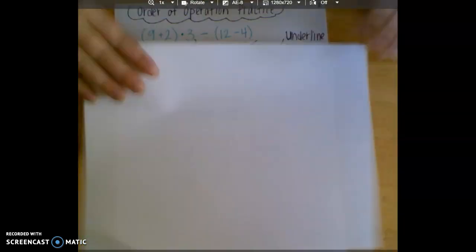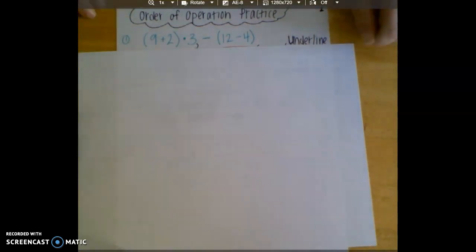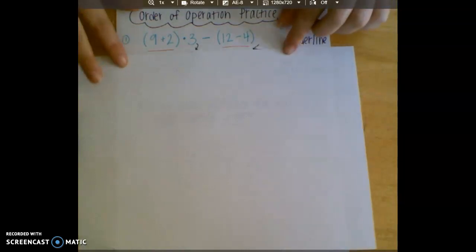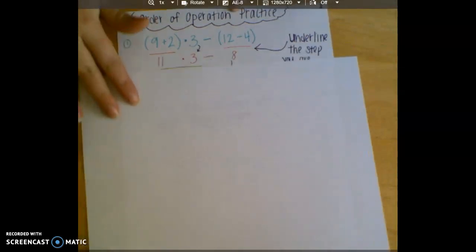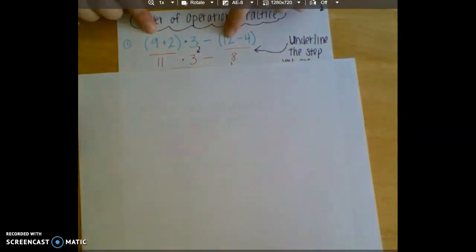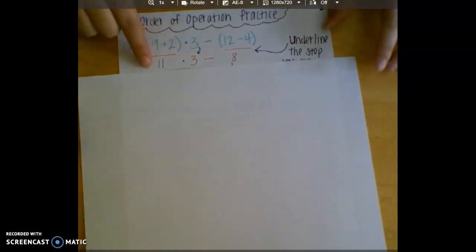So we are going to look at an example today. This is the method that would be really, really helpful for you to do when you are solving your problems. So if we look at this right now, I have underlined for you 9 plus 2, and I have underlined for you 12 minus 4. You should be saying in your head, GEMS, grouping, that's the first thing that I have to do. So when you do this, 9 plus 2, you get 11. And when you do 12 minus 4, you get 8. Do you see how I put that right underneath the line?